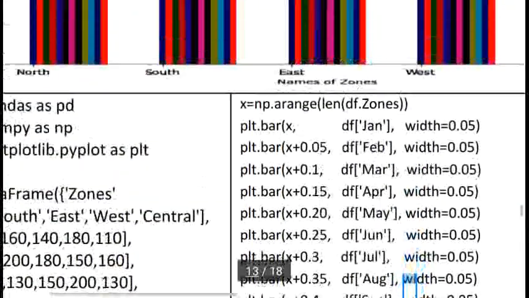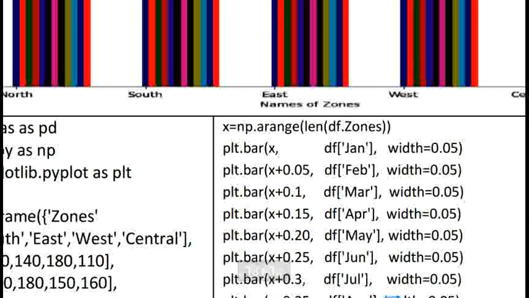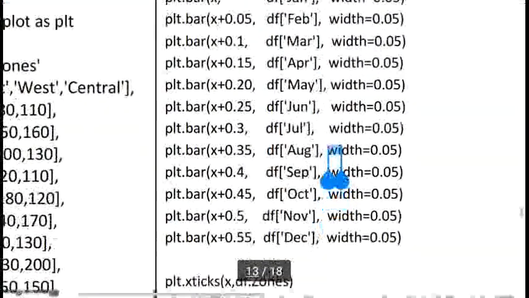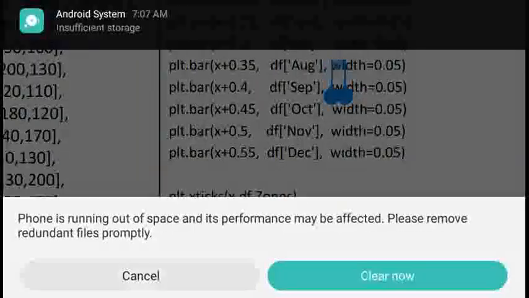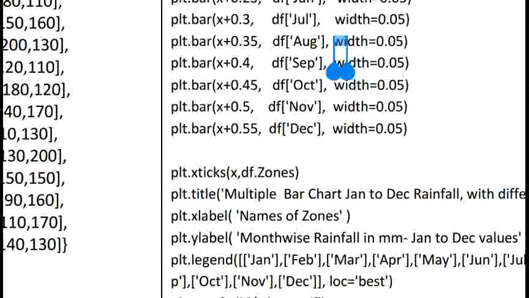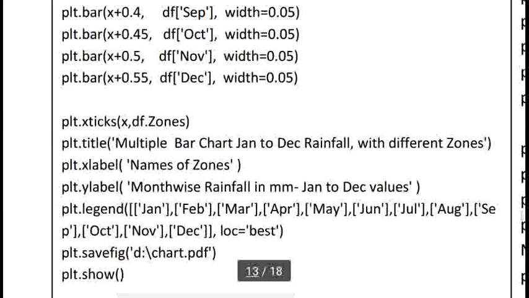And finally, because inside memory we have 0, 1, 2, 3, 4, I want to convert the index into proper titles: north, south, east, west, central. So here I am using plt.xticks. We already discussed xticks. x holds 0, 1, 2, 3, 4 and I want to replace them with our zones, so I use the df.zones column here.